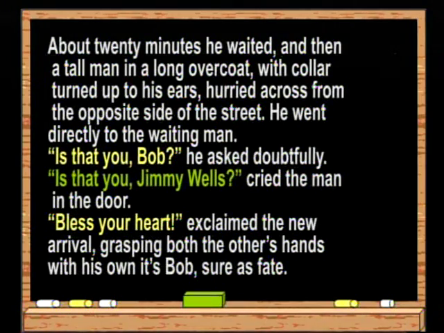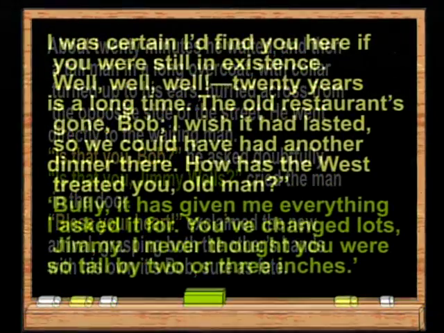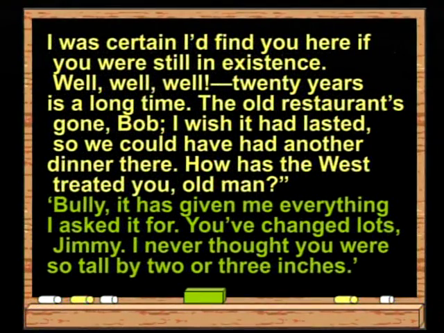"Is that you, Bob?" he asked doubtfully. "Is that you, Jimmy Wells?" cried the man in the door. "Bless your heart," exclaimed the new arrival, grasping both the other's hands with his own. "It's Bob, sure as fate. I was certain I'd find you here if you were still in existence. Well, well, well. Twenty years is a long time. The old restaurant's gone, Bob. I wish it had lasted, so we could have had another dinner there."